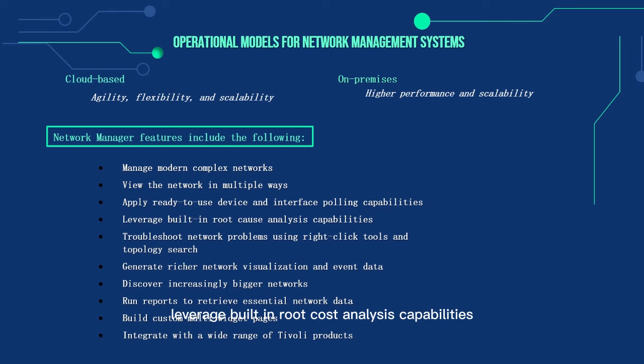Leverage built-in root cause analysis capabilities. Network Manager sorts through multiple network events and uses knowledge of network topology to determine the single root cause event of each incident in real time. Troubleshoot network problems using right-click tools and topology search. It provides a set of ready-to-use right-click tools to enable operators to troubleshoot network devices. For example, you can perform diagnostic actions such as ping. Using the map search, you can quickly identify an entity within a map using a partial identifier.